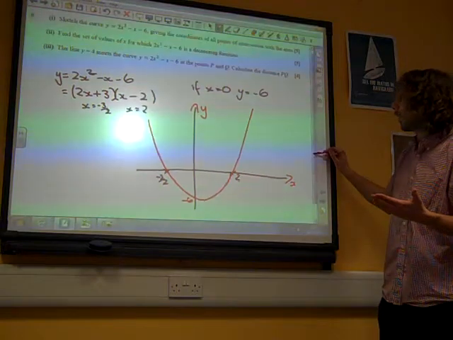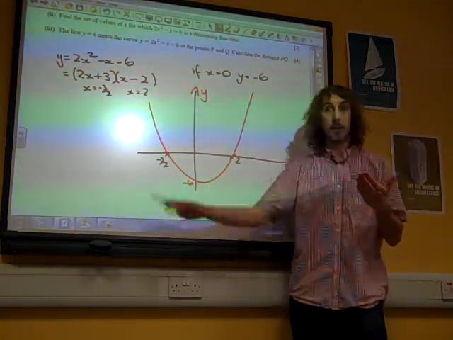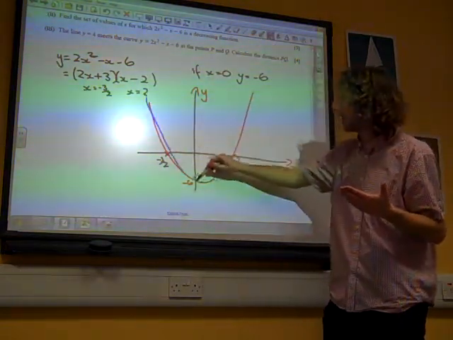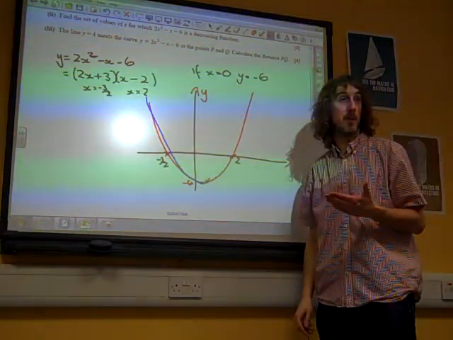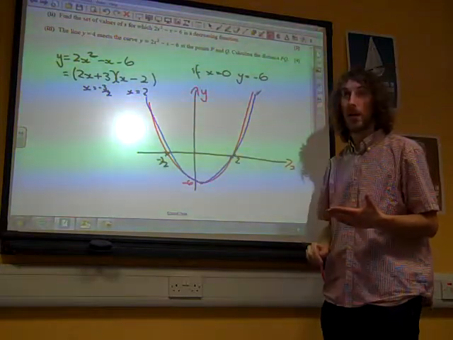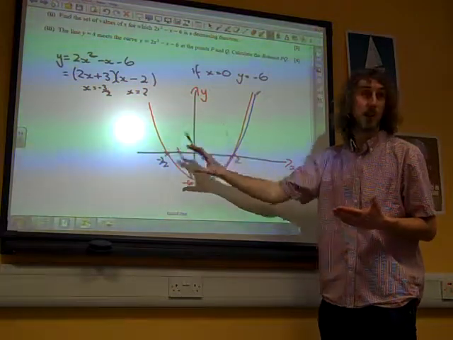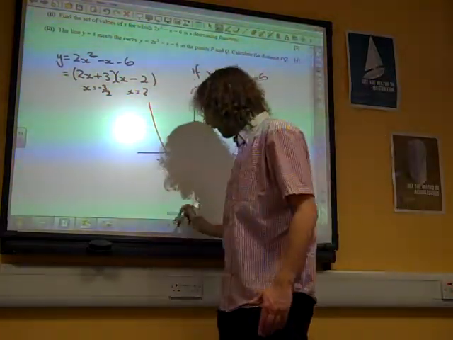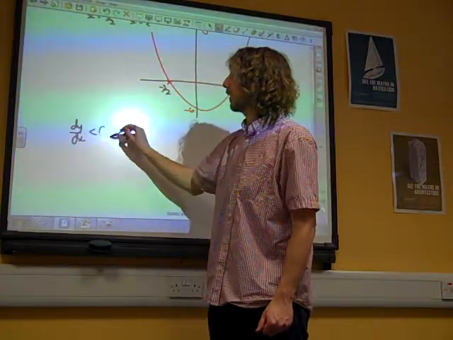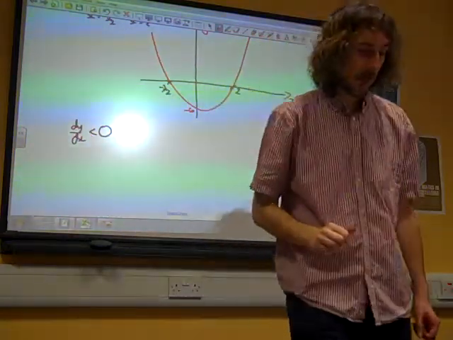Part 2. When is it a decreasing function? Well, this graph has 2 parts, doesn't it? As it's doing this bit, it's decreasing all the way down to that minimum point, and from that minimum point onwards, it's now increasing again, over that bit there. So we want to know where that bit is that separates it from being decreasing and increasing. In other words, we want to know when dy by dx is negative. That's what a decreasing curve has.